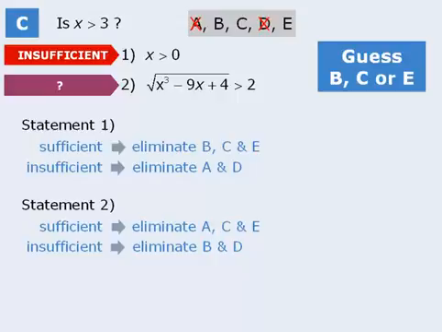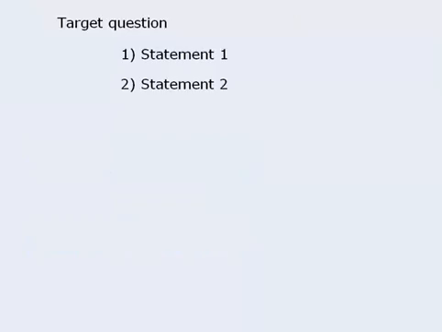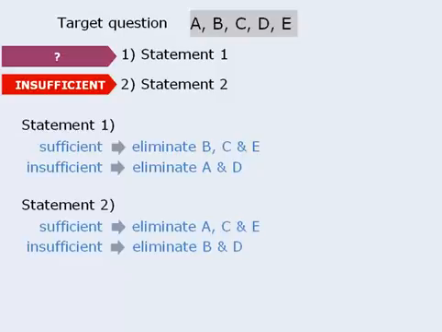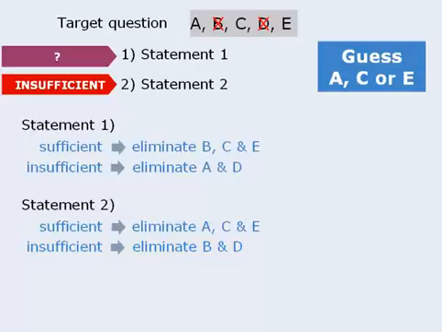Let's look at some more examples. For this question, let's say that we are able to determine that statement 2 is not sufficient, but we are unable to determine whether or not statement 1 is sufficient. Now that we must guess, we'll use the elimination method to help reduce our guessing options. When statement 2 is not sufficient, we can eliminate answer choices B and D. So we will guess A, C, or E.